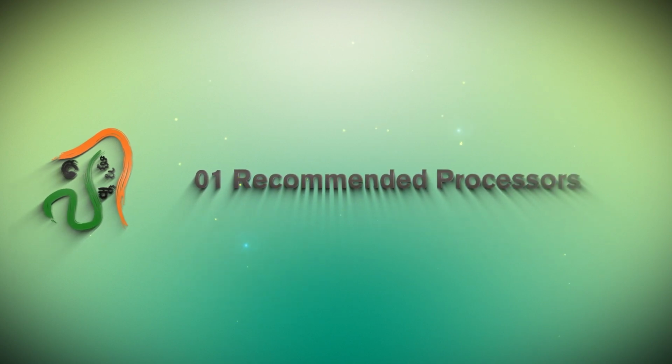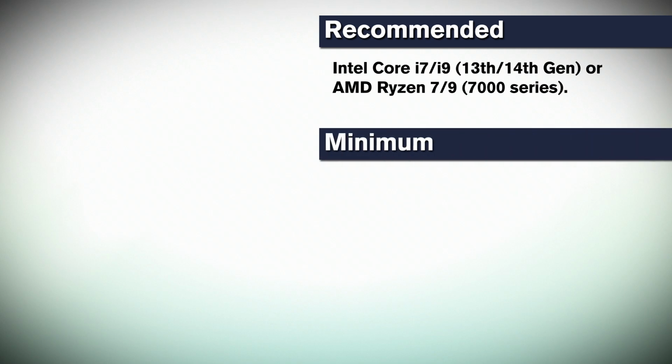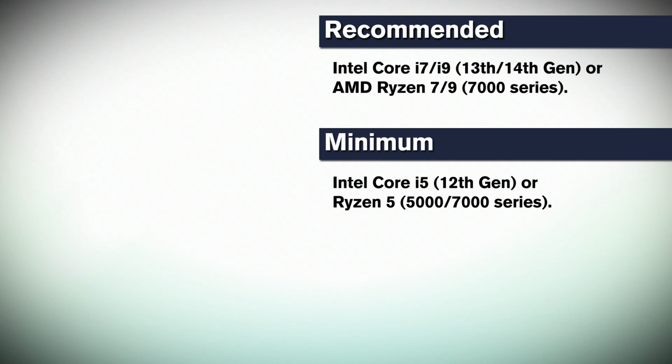The CPU is the backbone of Unreal Engine, especially for tasks like shader compilation, building lighting, physics simulations, and AI. For professional work, choose an Intel Core i9 14th Gen or Ryzen 9 7000 series processor. For balanced setups, an Intel Core i7 or Ryzen 7 from the 7000 series is ideal. For learners, start with an Intel Core i5 12th Gen or Ryzen 5 5000 or 7000 series and aim for 8 cores or more and at least a 4 GHz clock speed for smooth performance.